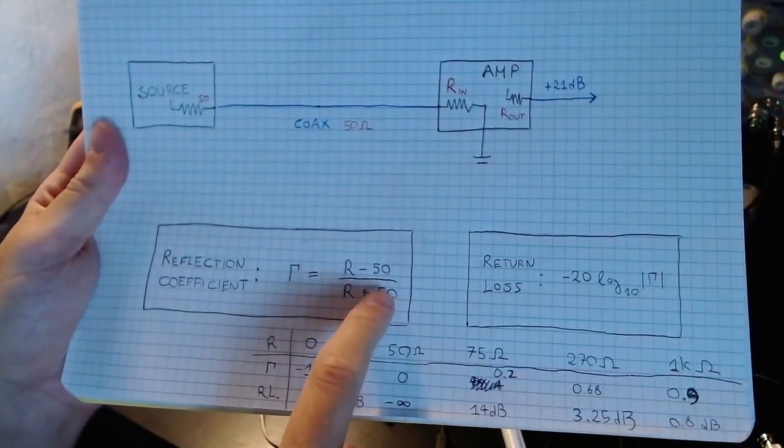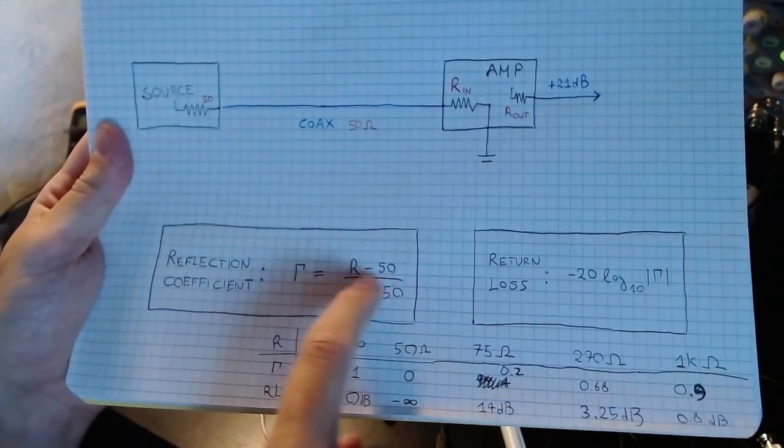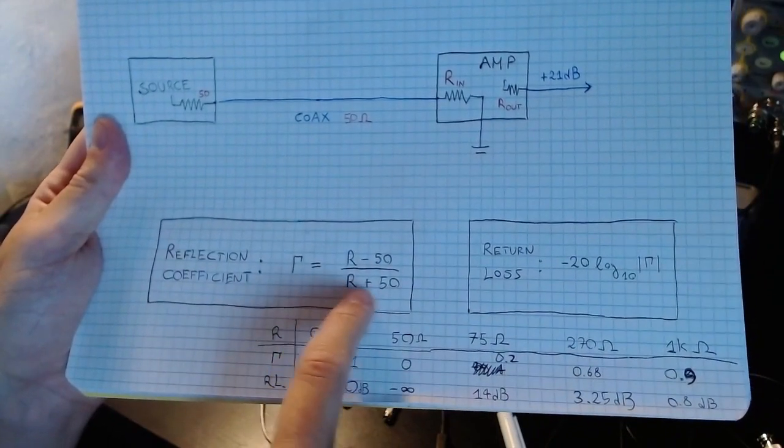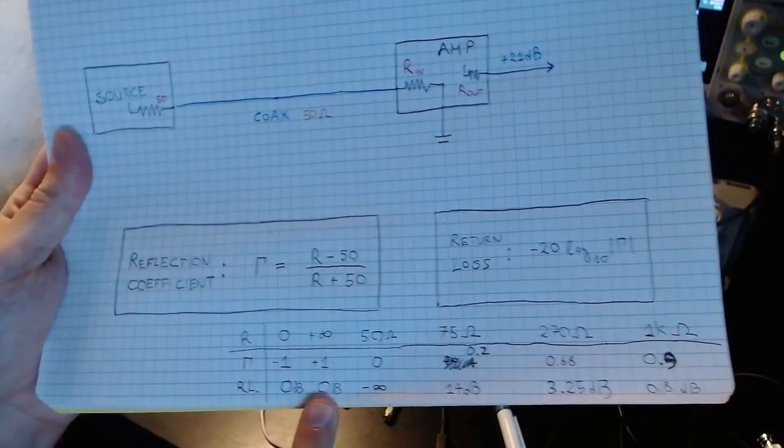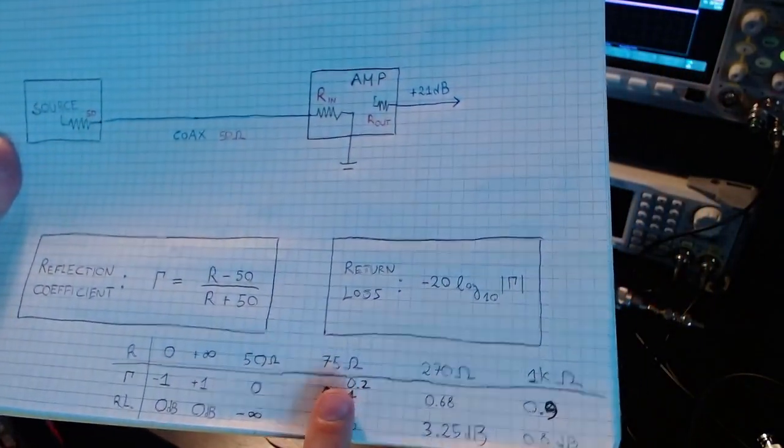Okay, so basically infinity minus 50 is basically infinity, and similarly infinity plus 50. And so again, we get the full reflection. And then we have other more realistic cases.